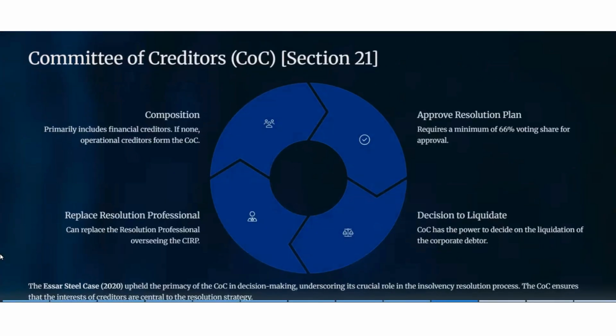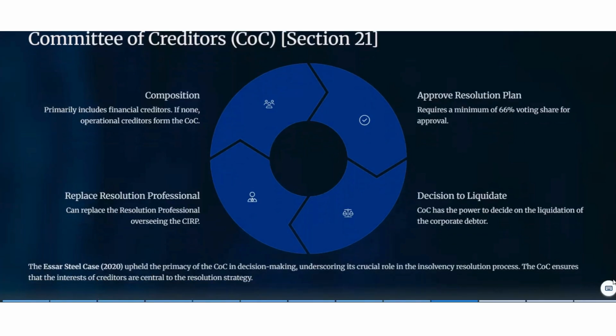The committee of creditors is provided under Section 21 of the IBC. Composition primarily includes financial creditors; operational creditors do not form the COC. Approval of a resolution plan requires a minimum 66% voting share. Replace resolution professionals: the COC can replace resolution professionals overseeing the corporate insolvency resolution process. Decision to liquidate: the COC has the power to decide on liquidation of the corporate debtor in case the resolution plan fails.